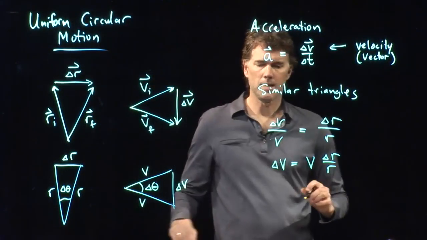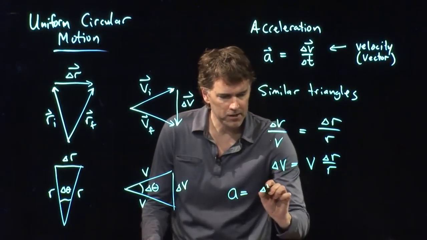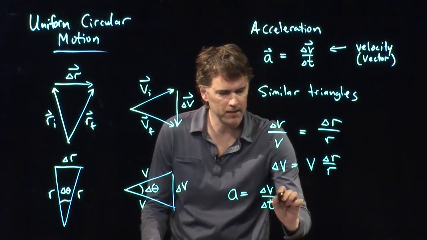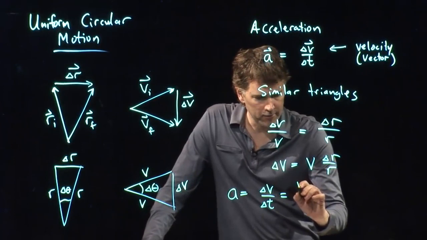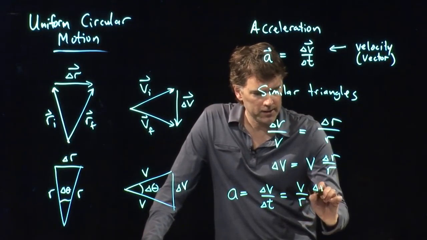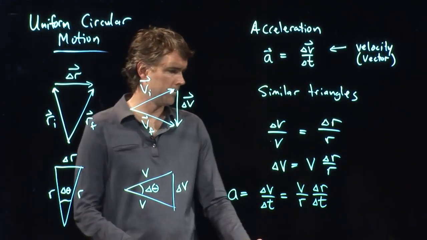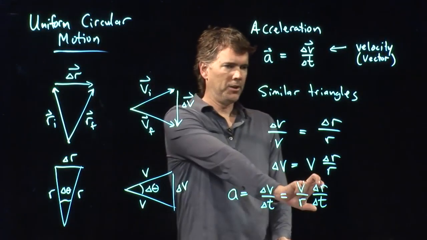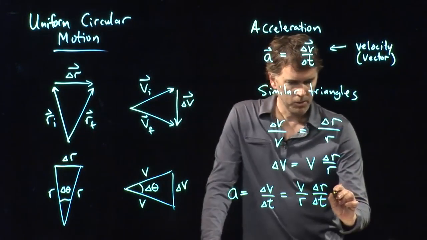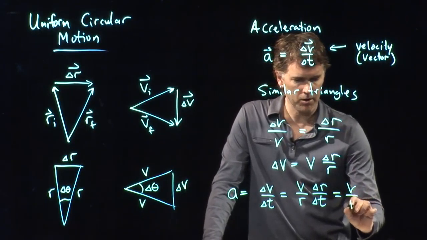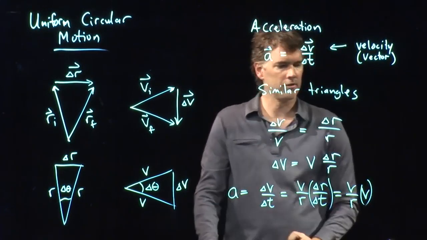And now let's plug that into a. A, the magnitude of a, we said was delta v over delta t. And here's my delta v, and so I can plug that in. I get v over r times delta r over delta t, which I carried in from there. But delta r over delta t, that's just how far you've gone in some amount of time, which is, again, just your speed. Delta r over delta t is just v.